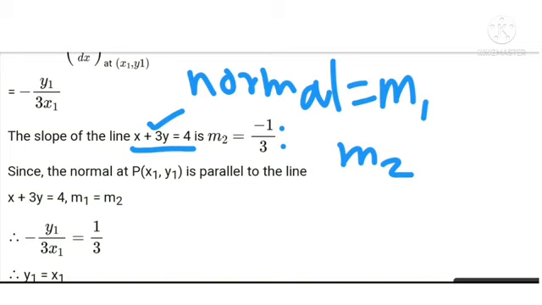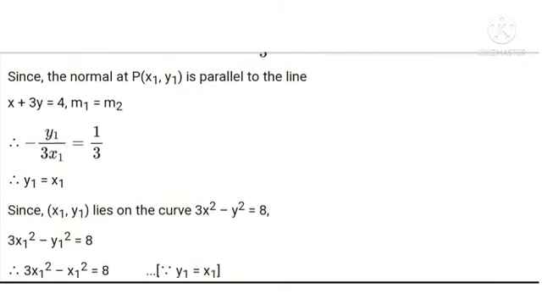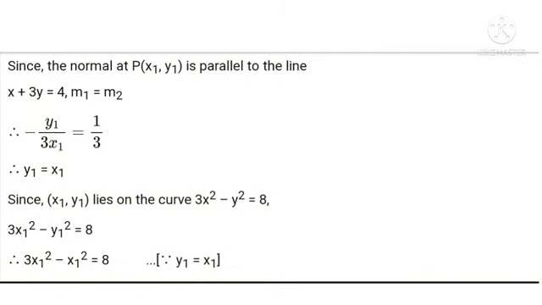Since given that normal is parallel to the line, therefore their slopes are equal. This is the most important condition. Okay, m1 is equal to m2. So you put the value of m1 and m2. m1 value is minus y1 upon 3x1 is equal to minus 1 upon 3. You simplify, you get 3 gets cancelled, y1 is equal to x1.